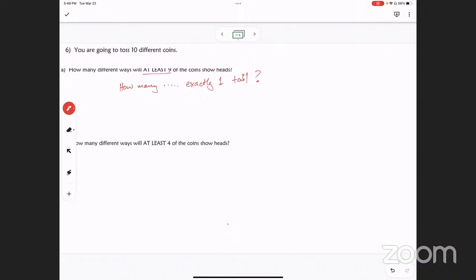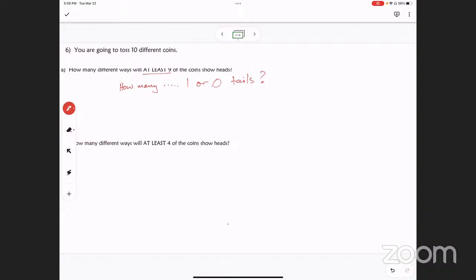No, I don't understand that. So to say how many different ways will you get at least 9 of the coins showing heads? Oh no, what I said is not actually right. At least 9, you could say, how many ways can you get one or zero tails? At least 9 heads means you have 1 or 0 tails. Does that make sense? Yeah. So that's just easier to do it that way.